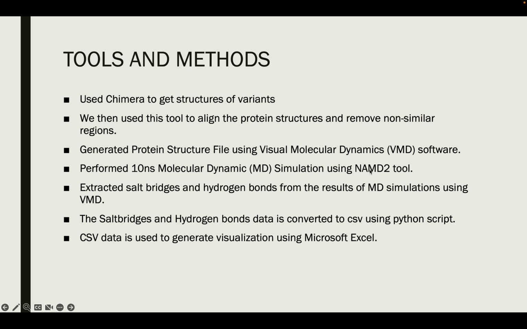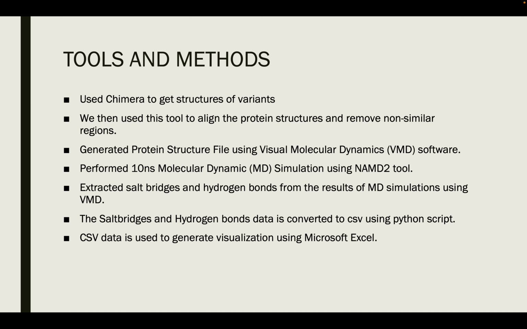Here are the tools and methods that we have followed. We have used Chimera to generate the structures of SARS-CoV-2 variants along with the interactive part of the HACE2 protein. HACE2 protein is a protein in humans which is responsible for the interaction of COVID with humans. And we have used Chimera to align all these structures to remove non-similar regions, and molecular dynamic simulations were run using the NAMD2 tool, which is aided by a protein structure file generated by VMD software.